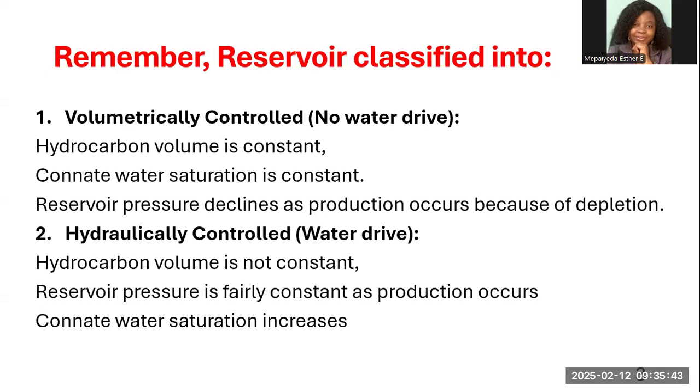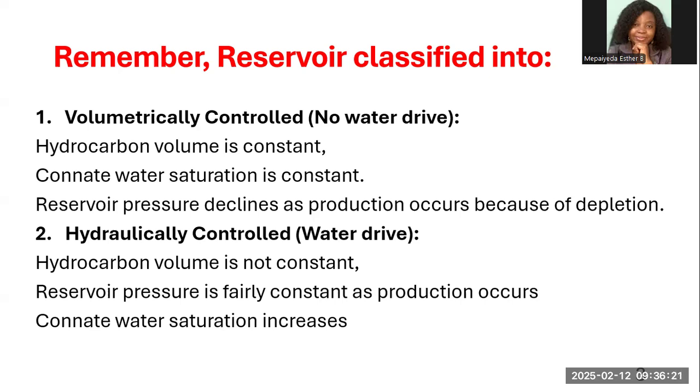So there is a decline in the reservoir pressure of the reservoir system. The connate water is equally relatively constant, and the hydrocarbon volume is constant as well. So in this case, usually it's a depletion drive. The reservoir is referred to as a reservoir that depletes with time because there is no water drive and it is volumetrically controlled. Secondly, we have reservoirs referred to as hydraulically controlled reservoirs.